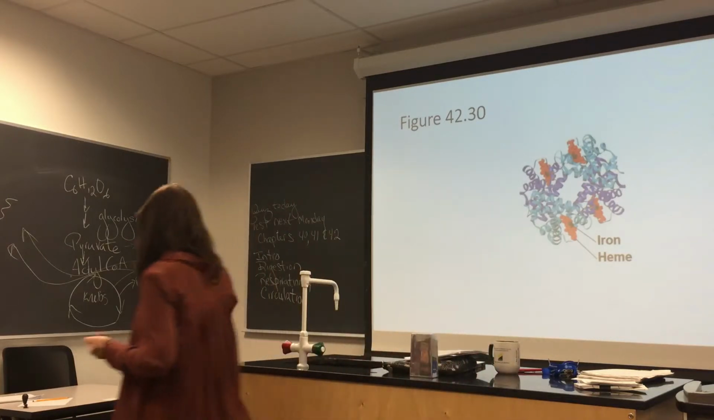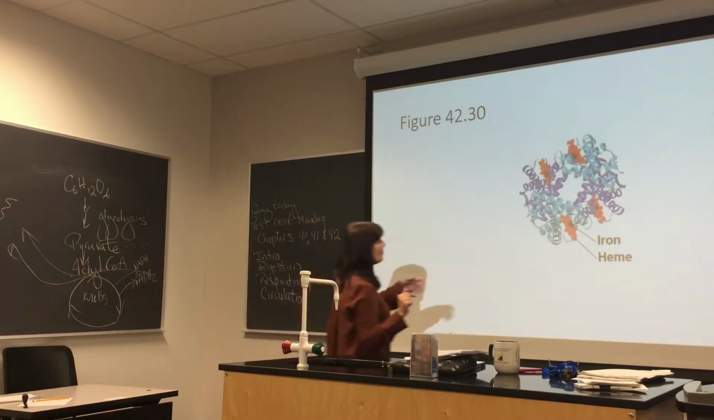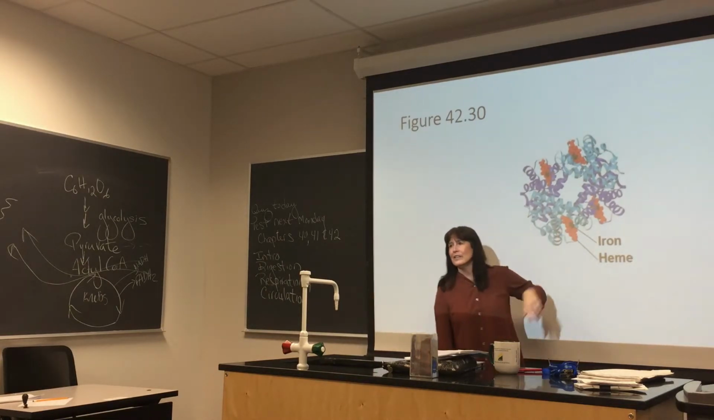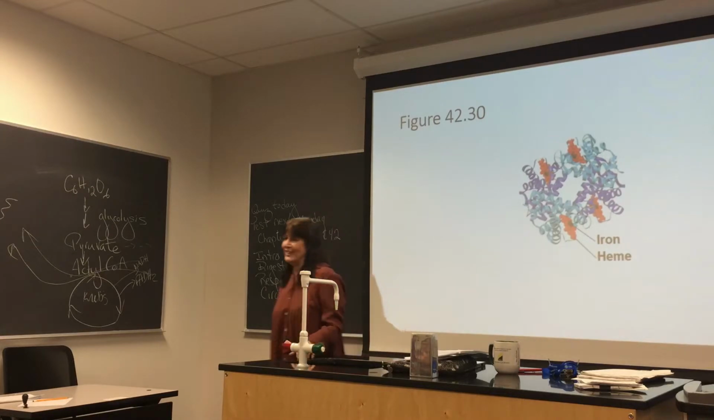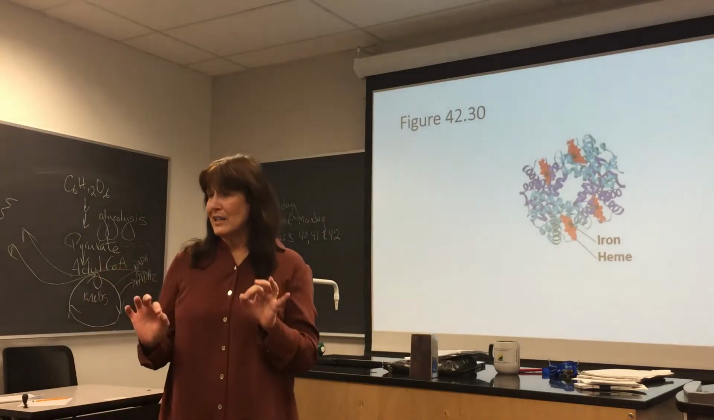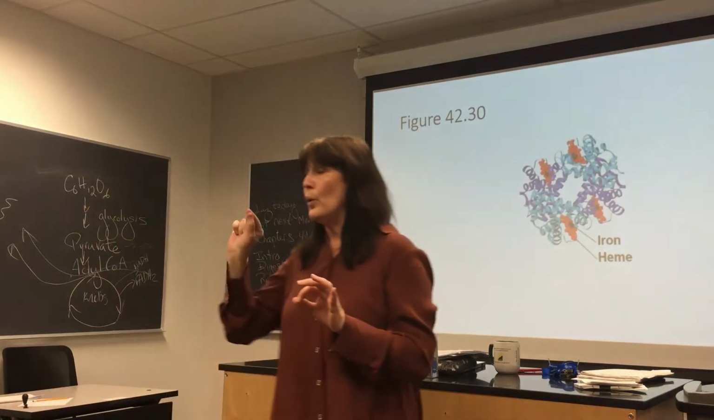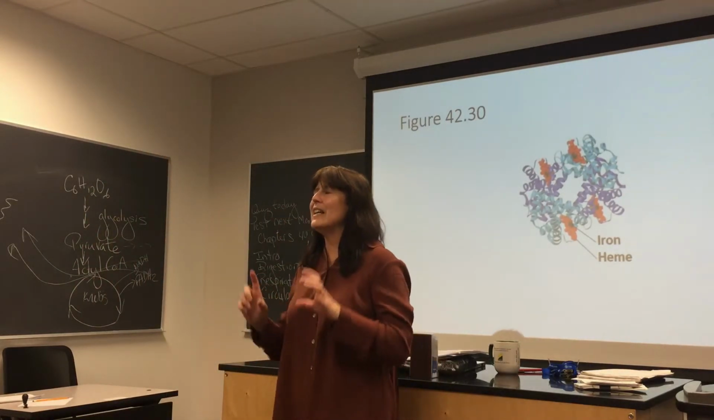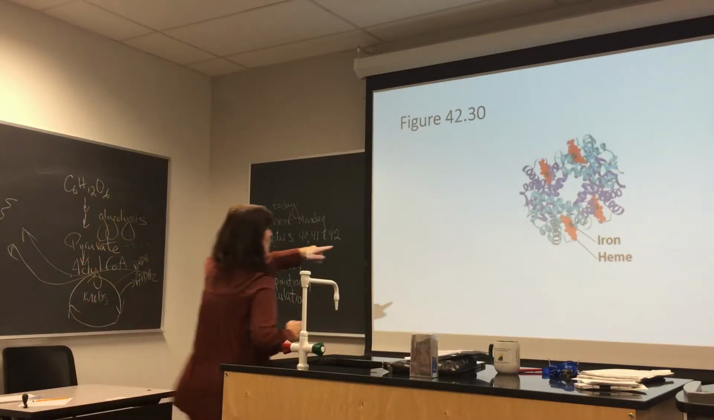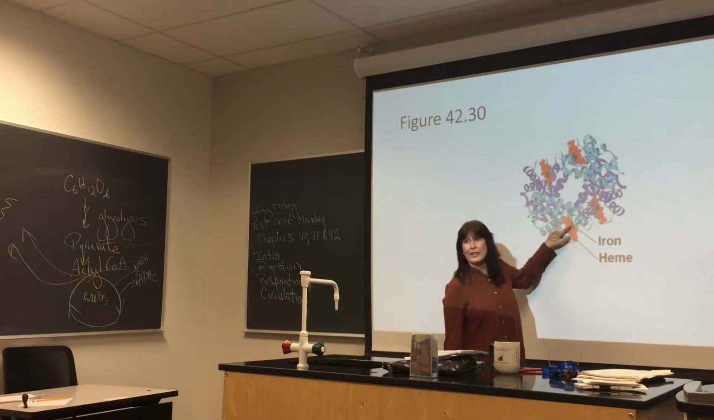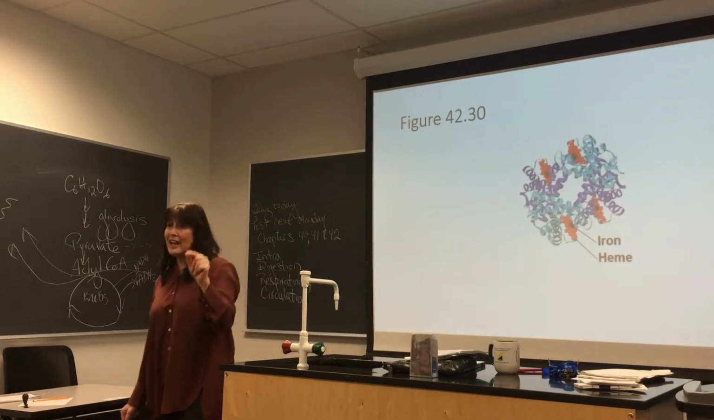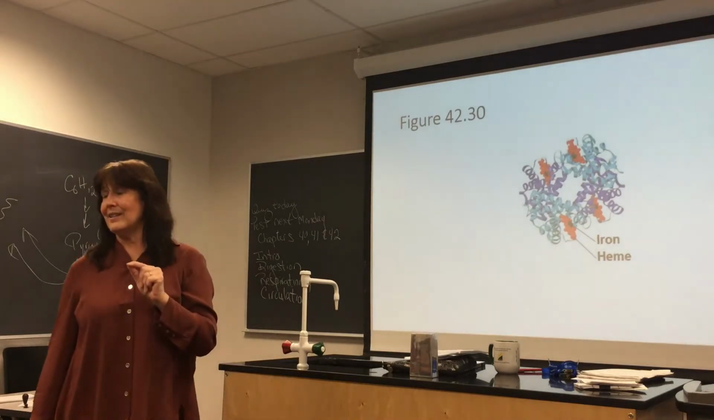So I want to point out something else. There's another molecule that sometimes will go right over here, that we don't want to go there. So that is carbon monoxide, right? CO. Carbon monoxide has an extraordinarily high affinity for this iron over here. In fact, it's 200 times higher than oxygen, and we don't want carbon monoxide there.